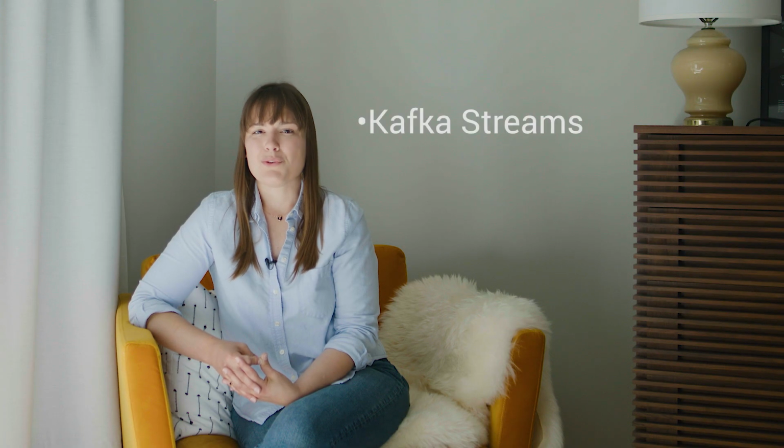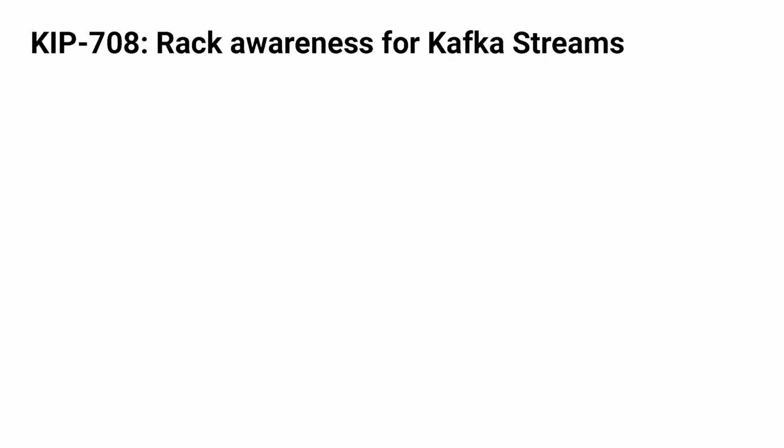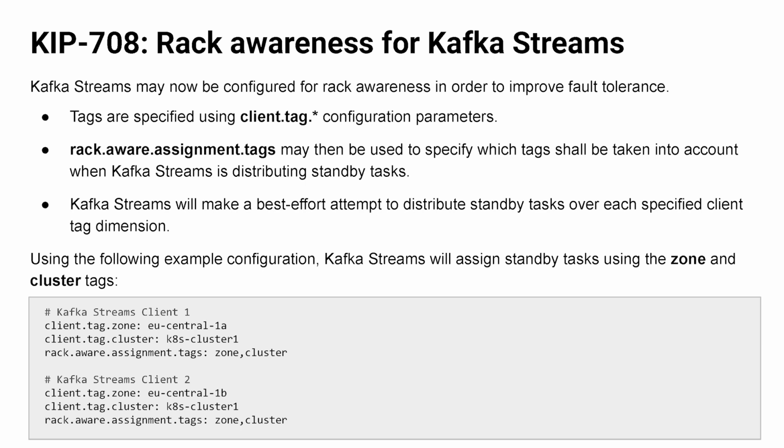Next up, we'll address a few Kafka Streams updates. KIP 708 increases fault tolerance of Kafka Streams by making it rack aware. Individual Kafka Streams clients can be tagged, for example, with their cloud region and cluster. Kafka Streams can then consider a Streams client's cloud region and cluster when distributing standby tasks.